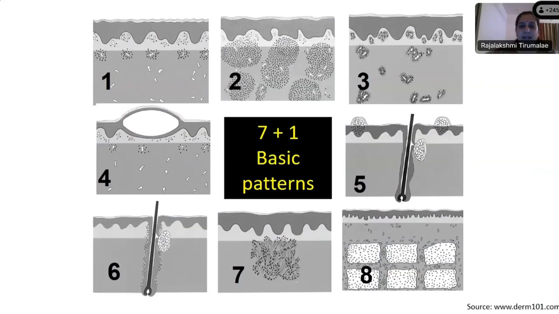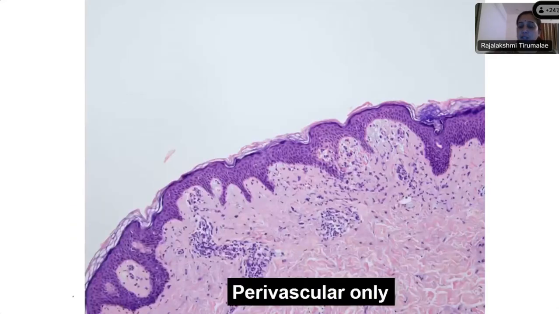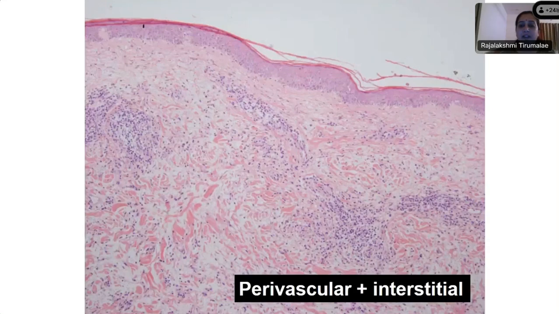Now, what are the patterns? There are 7+1 patterns. You have perivascular dermatitis, which is nothing but the presence of infiltrate around the blood vessels. Then it could be either only perivascular, or it could be perivascular and interstitial. So the interstitial pattern is something which is in the background. Our eye is not trained very well to pick up an interstitial or an infiltrate in the background. So that's the reason why we have to keep this in mind.